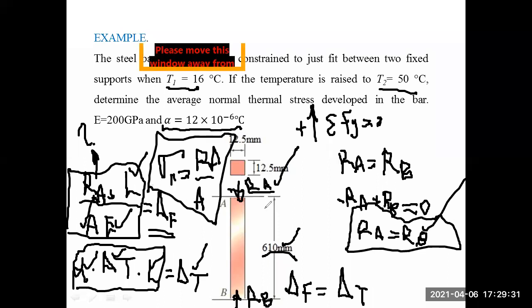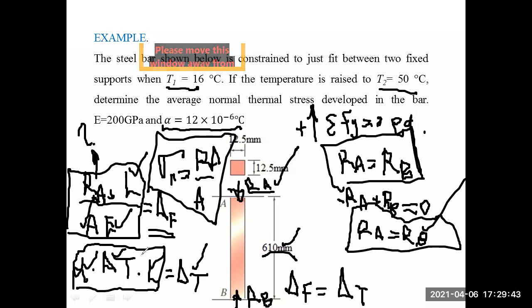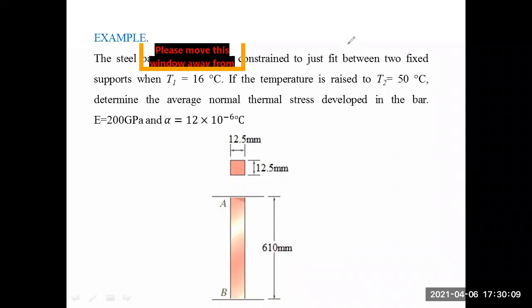So the concept is the same. We have established, based on the equilibrium equation, an equation. Based on compatibility, we come up with a second equation. From the second equation, you can get the force. From the force, you can get the normal stress that the question is asking for. The most important thing is to understand how we have established the compatibility equation, or the equation of compatibility.